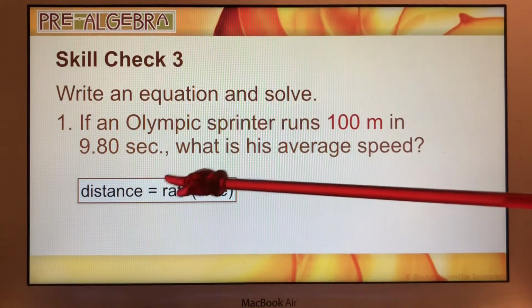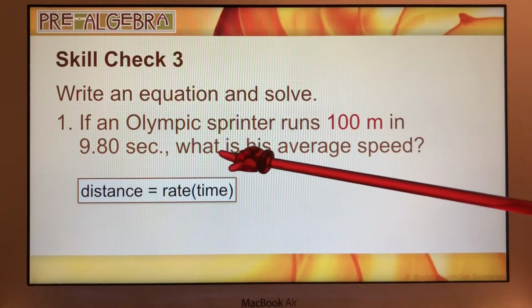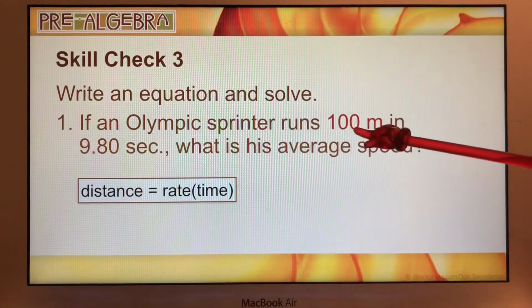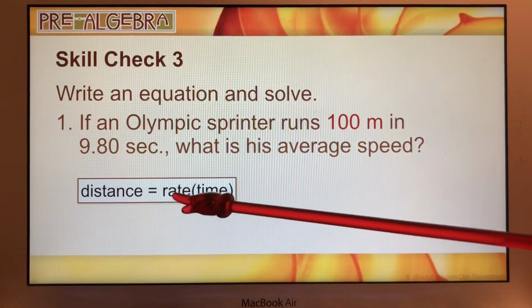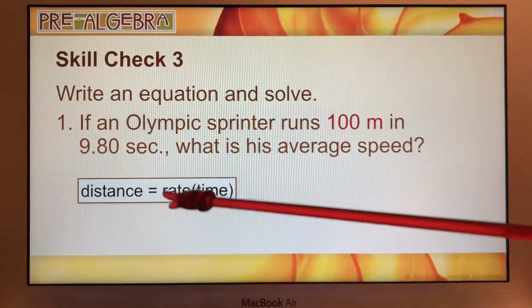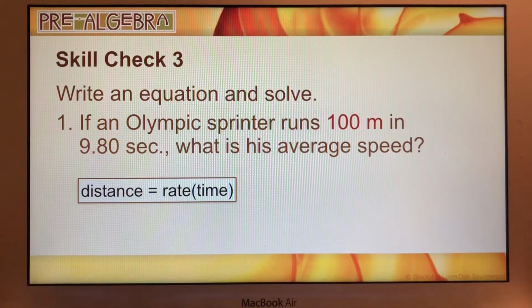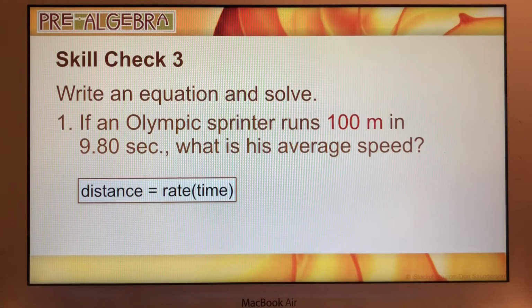Okay, now we're going to take a look at a couple of word problems. If an Olympic sprinter runs 100 meters in 9.8 seconds, what is his average speed? So here we need to remember the distance equals rate times time formula. We have the distance, which is 100 meters, right?